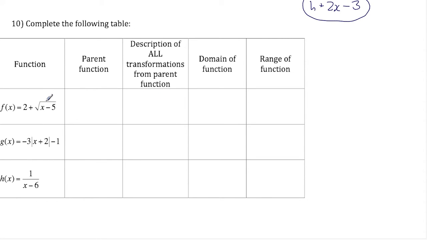So here, this looks like a square root. So the parent function would be f of x equals the square root of x. Here we're subtracting 5 from the x, so that's going to be a shift to the right 5. Here we're adding 2 onto the overall value, so this is going to be a shift up in the positive 2 direction. So we're adding 2.